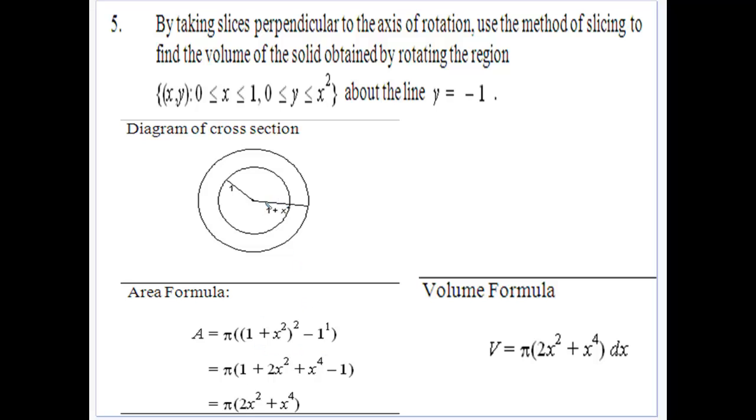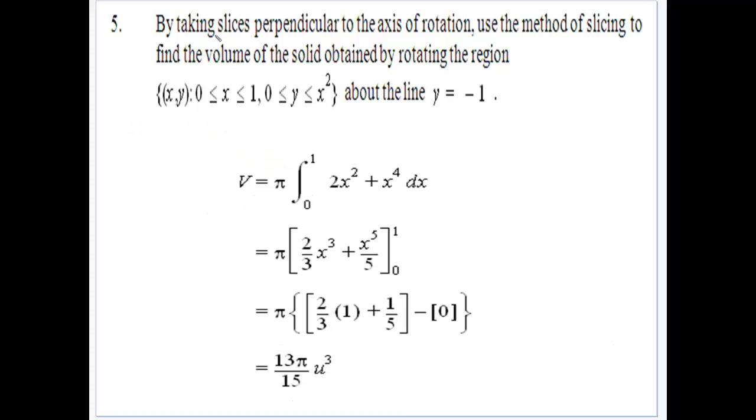Which again we can put into our area formula for the annulus, expand that out, collect terms, and we get 2x squared plus x to the power of 4. They come out as nice functions here. Pi times that 2x squared plus x to the power of 4 dx, or delta x there, and then we can put it in to do the integral between 0 and 1. Gives us 13 pi on 15.